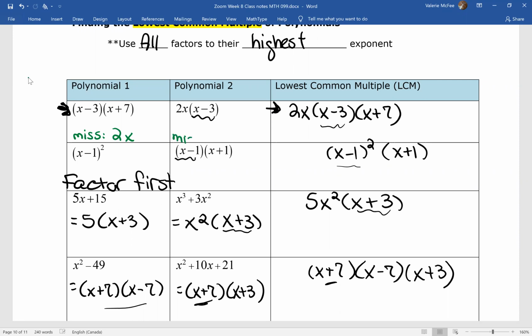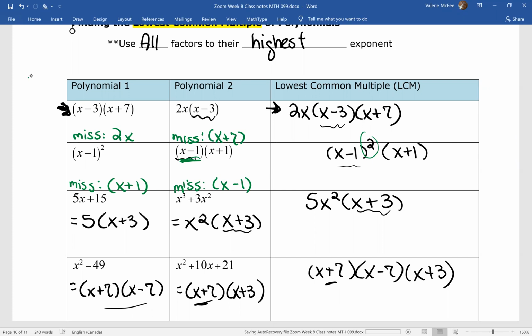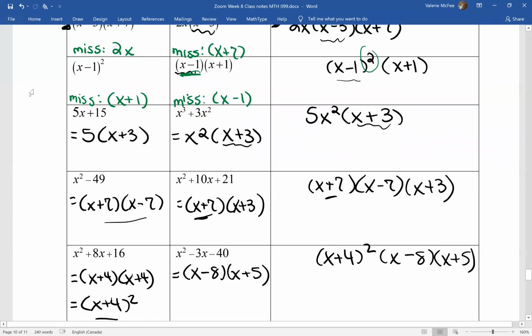What about the second polynomial? What is it missing? It's missing the factor x plus 7. What's missing here? It's missing the factor of x plus 1. What about here? There's only one factor of x minus 1. We have 2 here. It's missing a factor of x minus 1. See if you can find the missing factors for the rest of these polynomials.